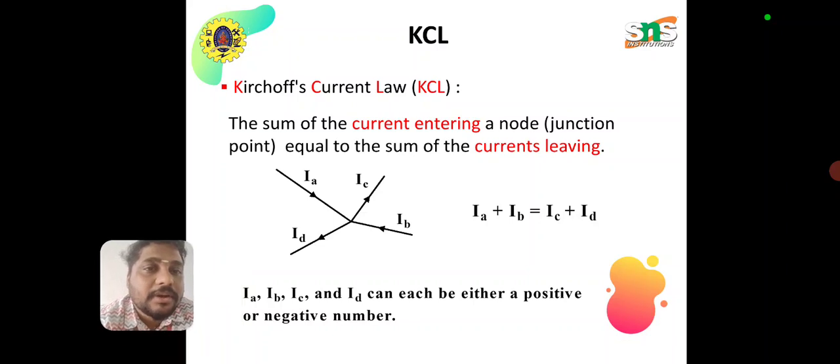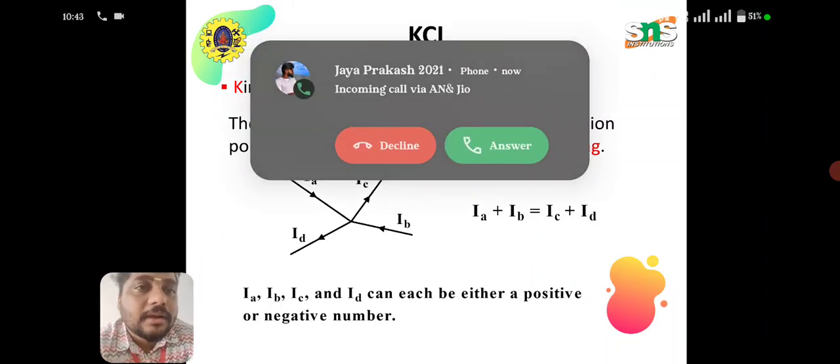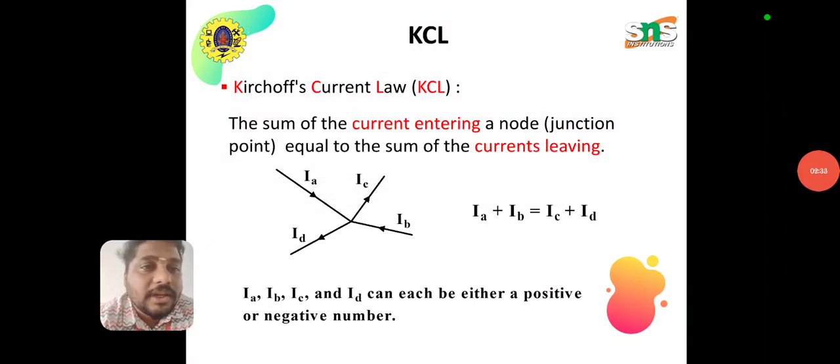For example, this circuit shows four current directions: IA, IB, IC and ID. At the center point, IA and IB are incoming currents. Likewise, IC and ID are outgoing currents. So IA, IB, IC and ID can each be either a positive or negative number.